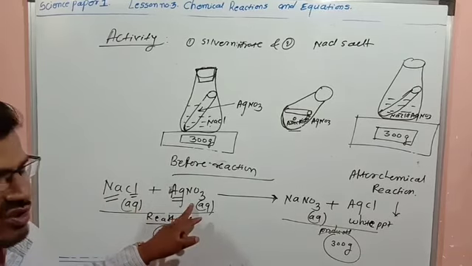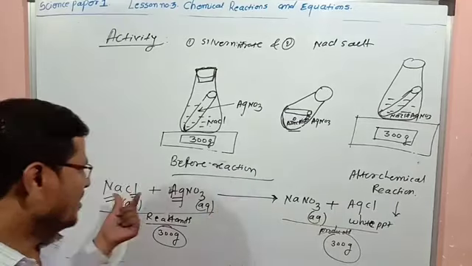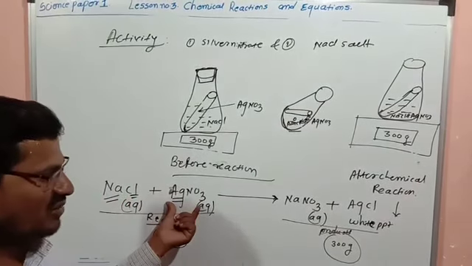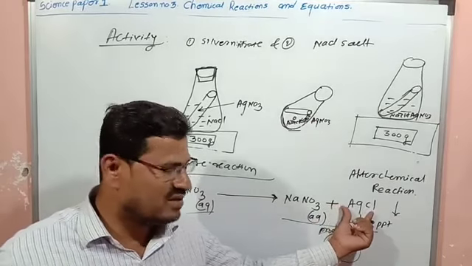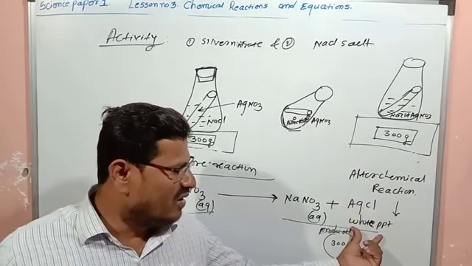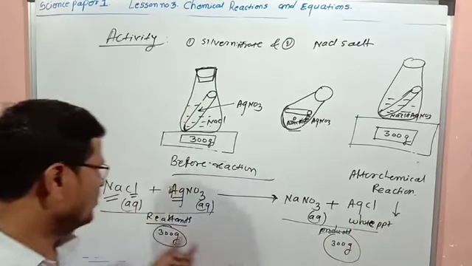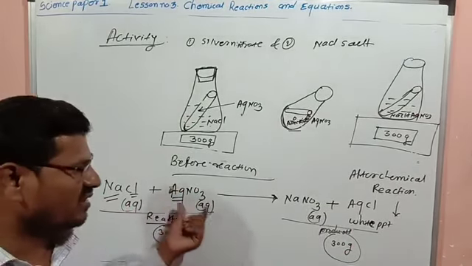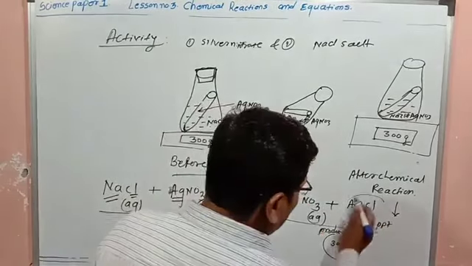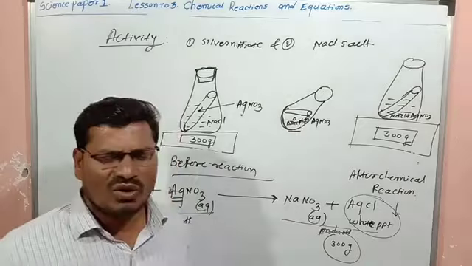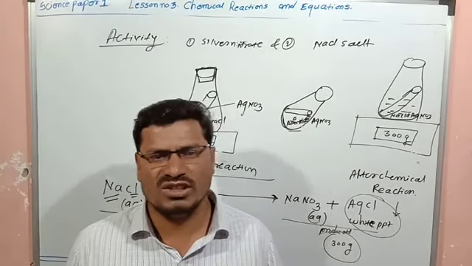So NaCl reacts with AgNO3 and gives NaNO3 plus AgCl. Their names are sodium chloride and silver nitrate, which give sodium nitrate plus silver chloride, and this one is a white PPT. After this, we are going to learn one question that is there in the textbook.